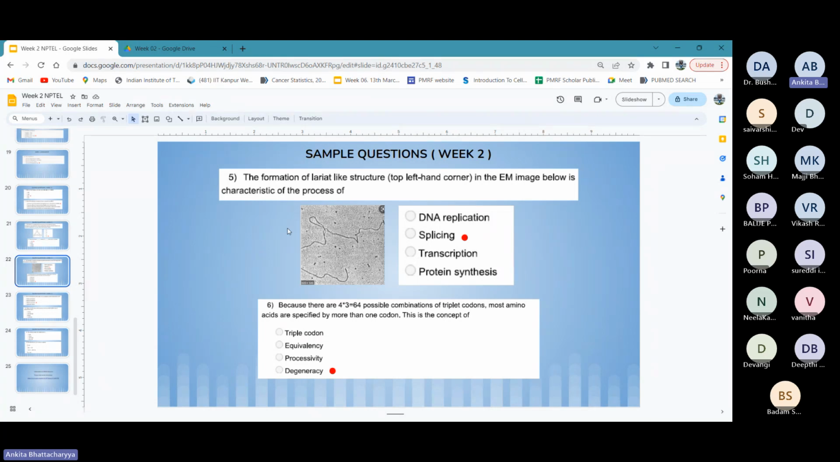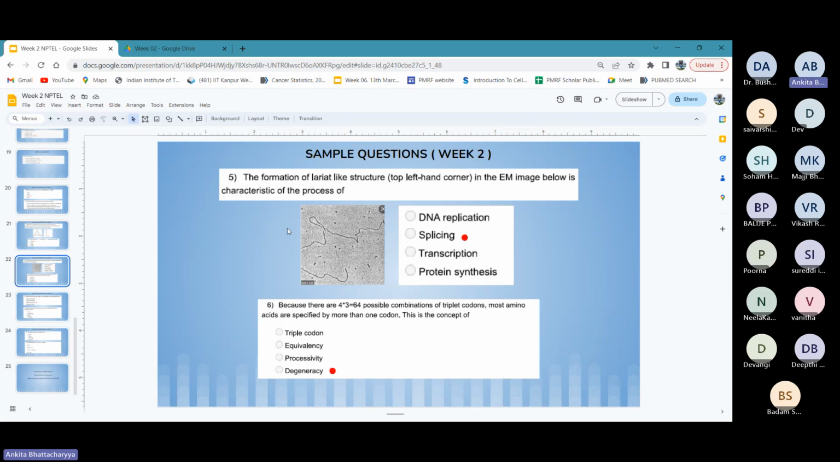Replication can also be seen in electron microscopy images, but that's a different way. You can look it up. The theta mode of replication can often be seen, where you can see the replication bubble present within the image. Transcription or protein synthesis are extremely difficult to visualize. You can see some extent of it, but they're quite difficult to actually visualize by electron microscopy. In those days it was not feasible, and this is representative of splicing only.